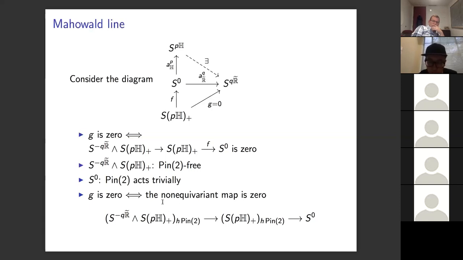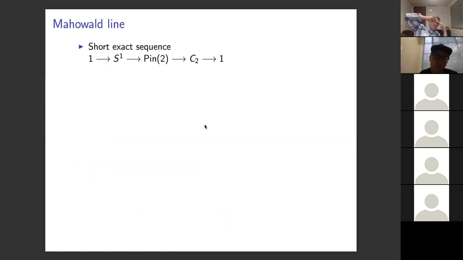So therefore, we want to know when this sphere map is 0. That's the equivalent of knowing when this diagram exists. So let's focus on this gadget here. P2, as I said, is a disjoint union of 2 circles. It actually sits inside this short exact sequence.